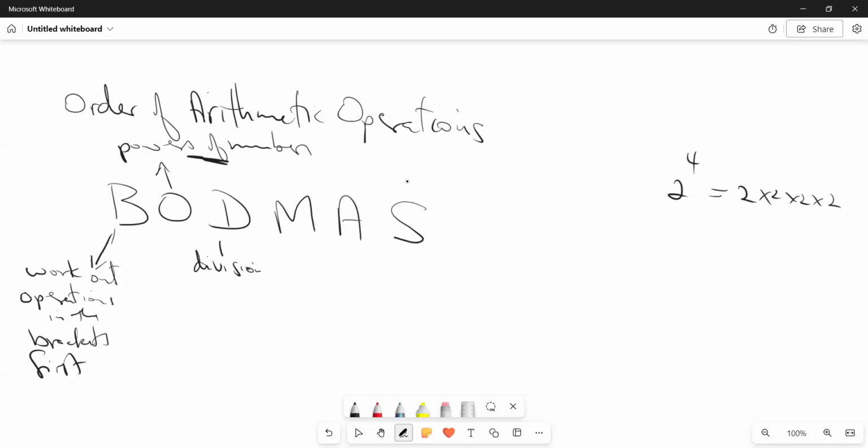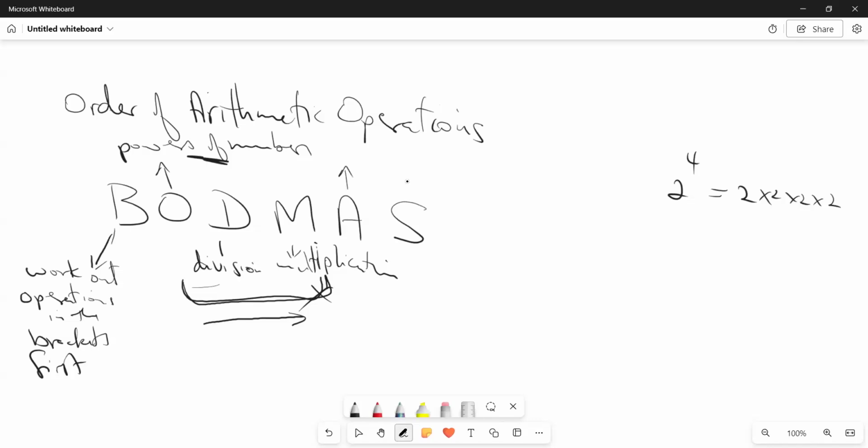Then division, then multiplication, right? M-U-L-T-I, multiplication. I should write that one, multiplication. But I mentioned, if these two come together, you work them in the order in which they appear. So if multiplication comes before division, do the multiplication, then the division. If the division comes first, do the division, then the multiplication, right?